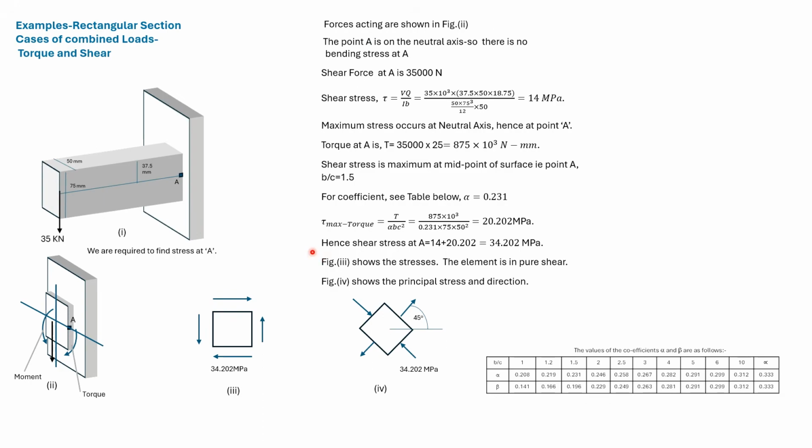The direction of the shear stress due to the shear force and due to the torque are the same at A, so they get added up. So this is the element at A with the shear stresses acting. If we rotate the element by 45 degrees, then we'll have only the principal stresses acting on the element.